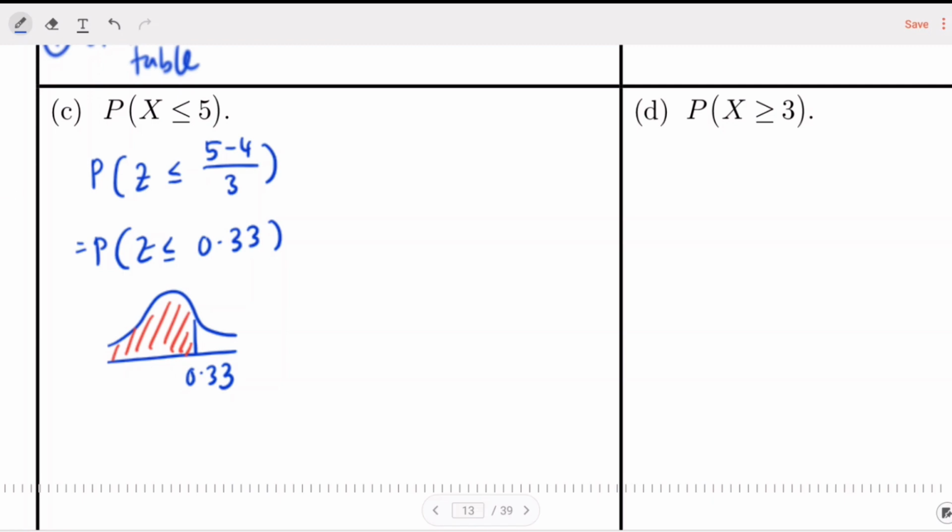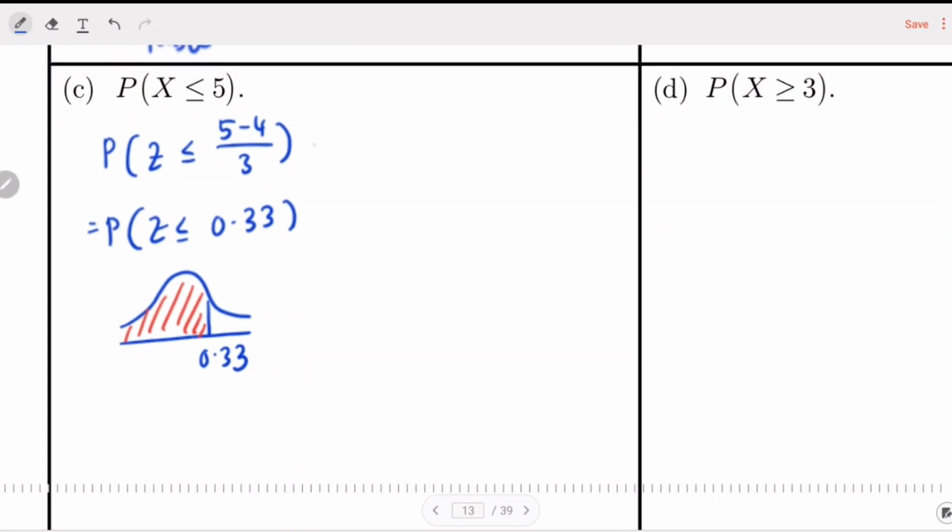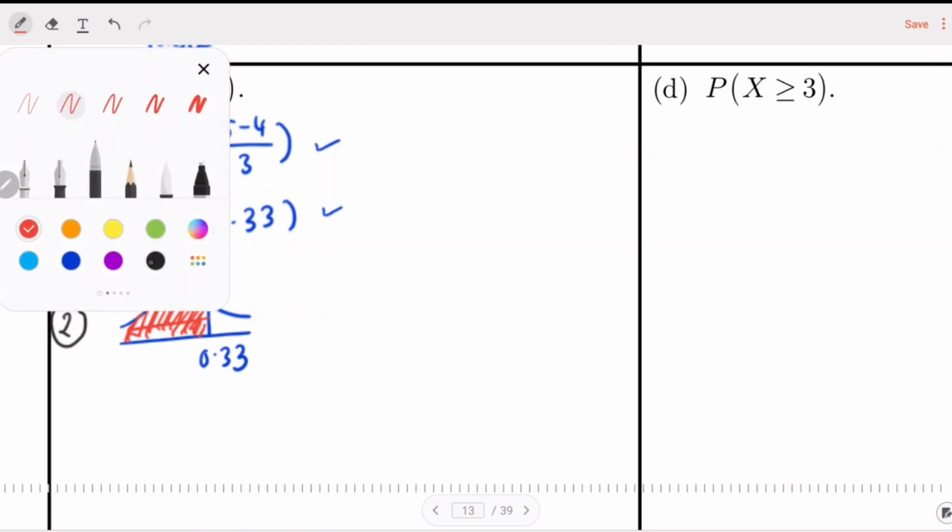C, probability for x less than or equal to 5. So the first step is to standardize like this, and then we get the value, give your answer into 2 decimal places. So we have probability for z less than or equal to 0.33. And then the second step is to sketch the bell shape. And since our probability that we like to find is z less than or equal, which means it goes to the left. So the shaded region will be on the left side of 0.33. That is our second step.